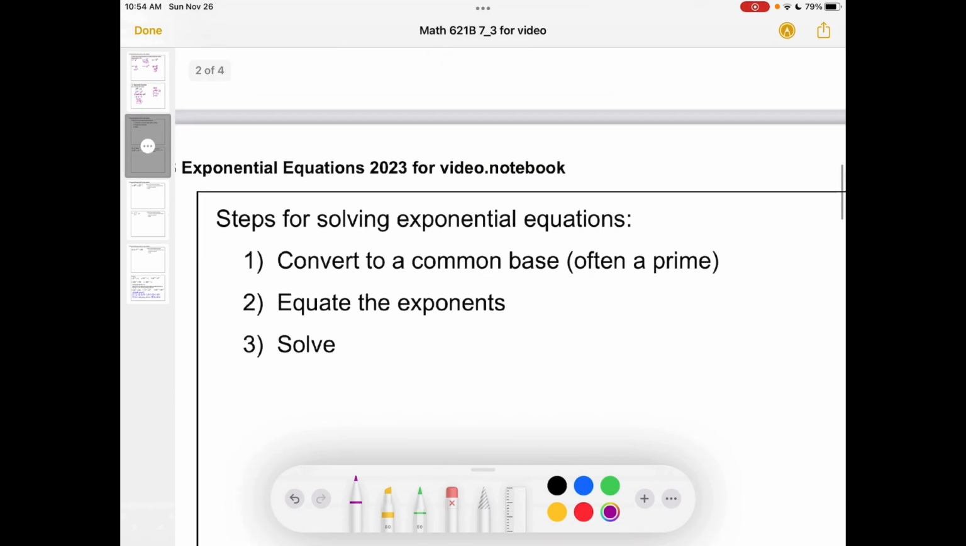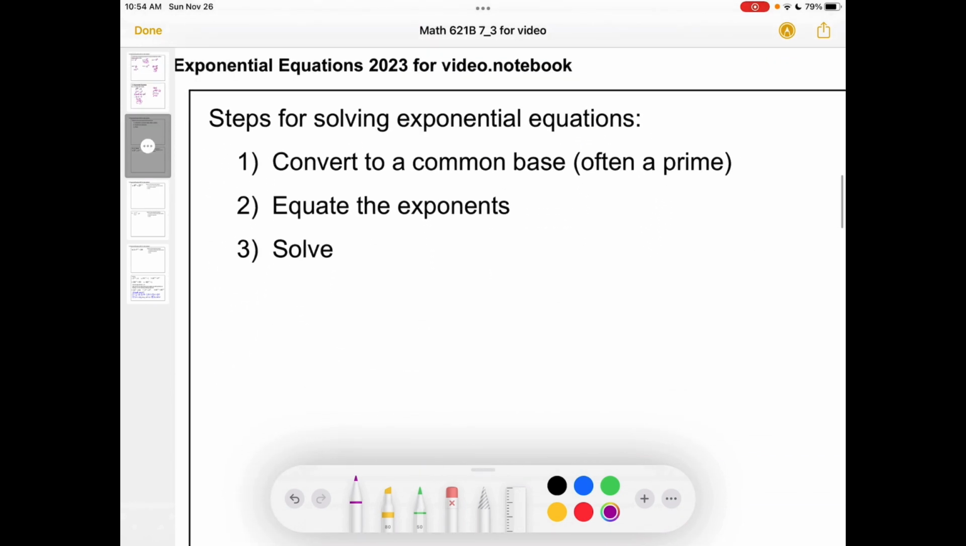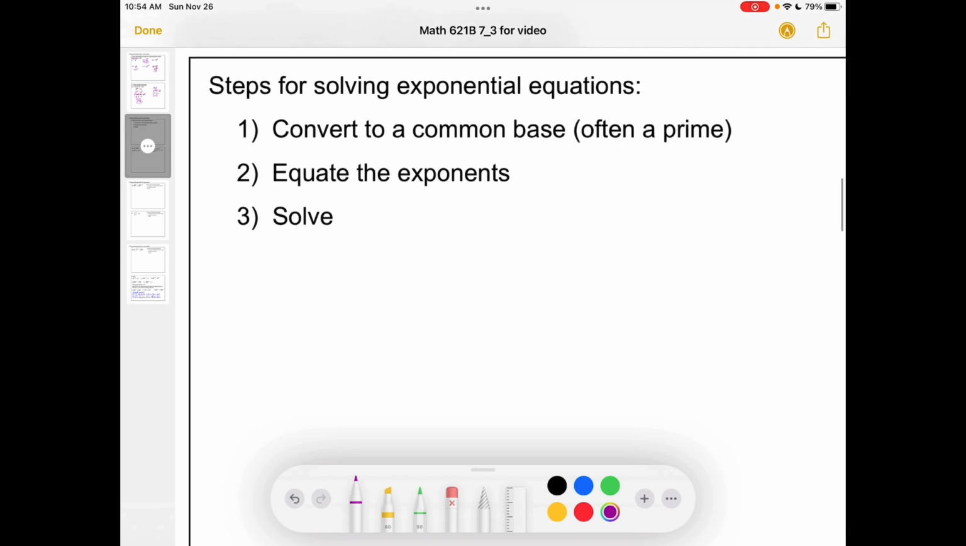So let's look at what that technique is. The steps for solving exponential equations. We should convert to a common base. Often that's a prime. It doesn't have to be. Once we do that, and we clean up, we'll equate the exponents. And what that looks like is just dropping the bases. The bases disappear.